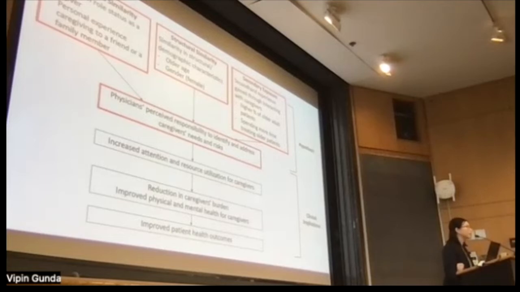And we decided to measure this variable because in the pediatric context, this variable has been linked to the action of addressing caregiver needs, but it has not been observed in a geriatric setting. So again, the action of resource utilization and increased attention to caregivers would not only improve caregivers' health, but also patient outcomes. So the clinical implications of this research are very broad.